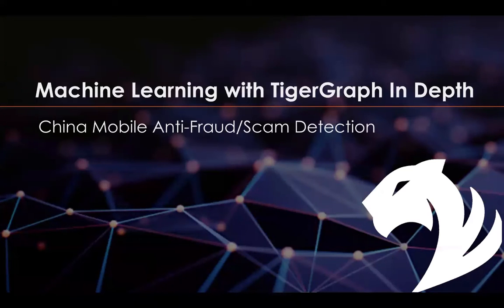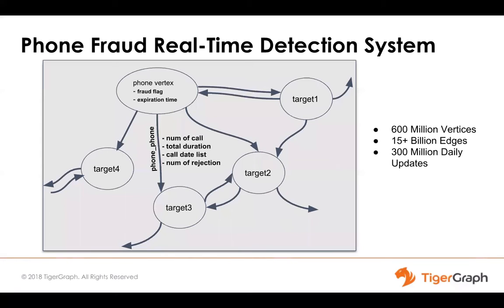Let's take a look at how TigerGraph does the machine learning to build this fraud detection system. Before we go to the details, let's first look at the raw data. What kind of data do we have? As Victor mentioned, we have the CDR data, which is the call history of all phones. But actually, it can be represented as a graph with phones as the vertices and the phone-to-phone edges representing the phone call relationship among phones.